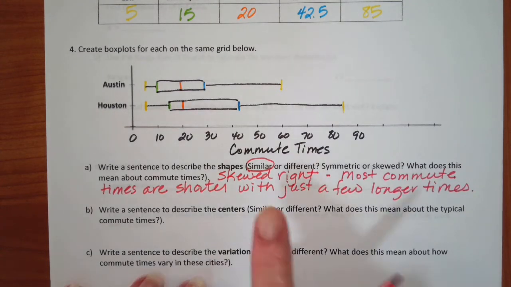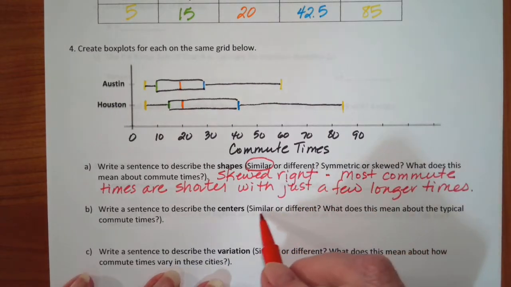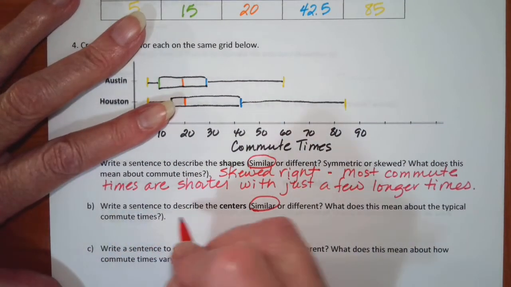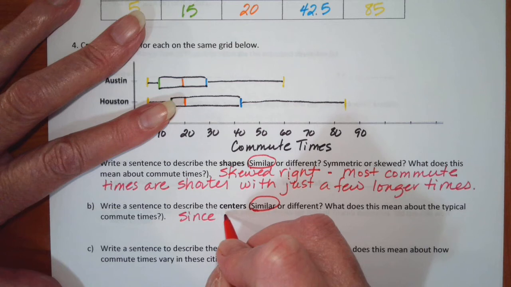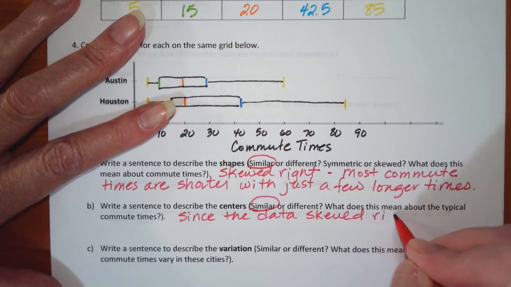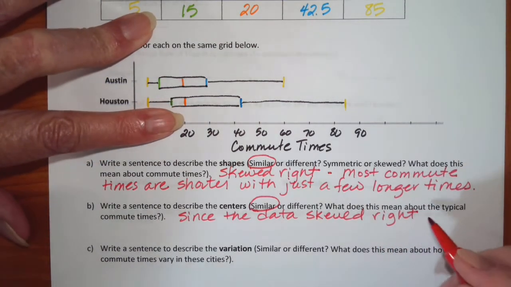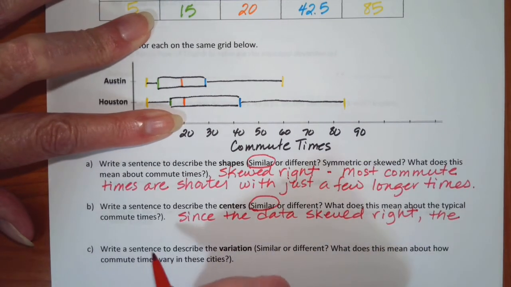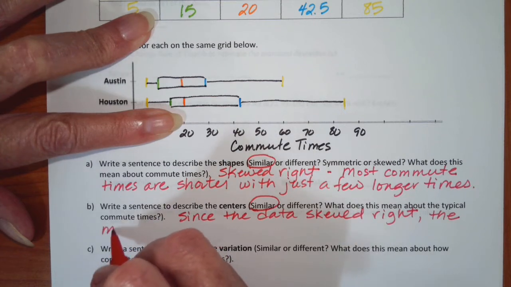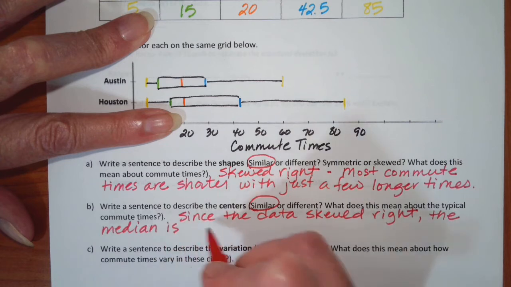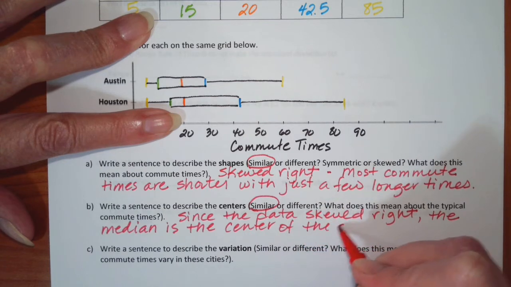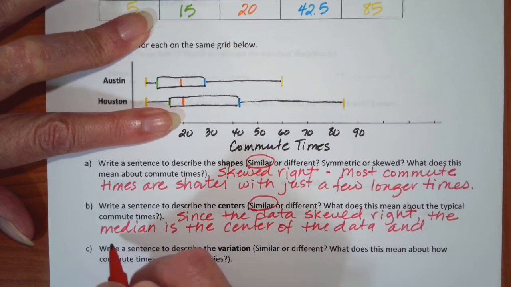Okay. Well, since it is skewed right, write a sentence to describe the centers. The centers are similar. But what does it mean about the typical commute times? Well, since it is skewed right, the median is the center of the data and the typical value.